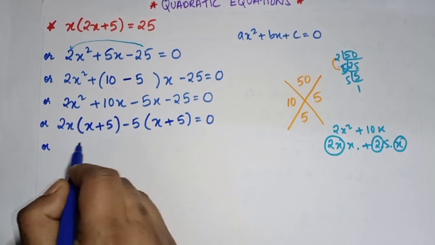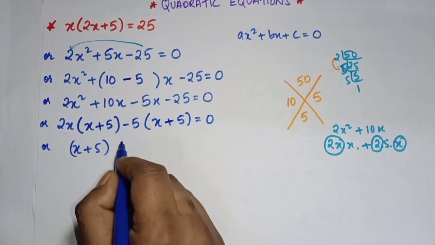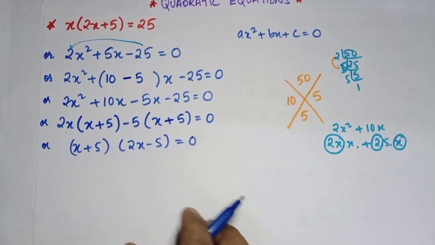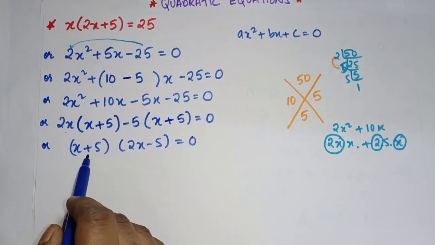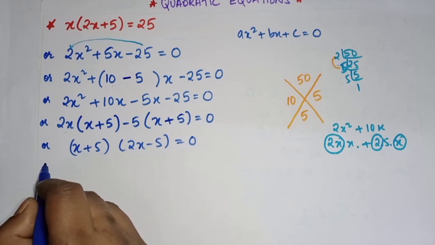Now we'll take this common. So x plus 5, and this in another bracket. So it will be 2x minus 5 equals 0. Now both are 0. Either this has to be 0, or this has to be 0.